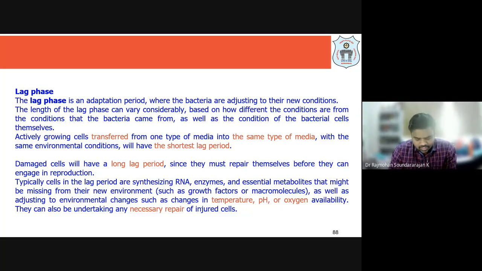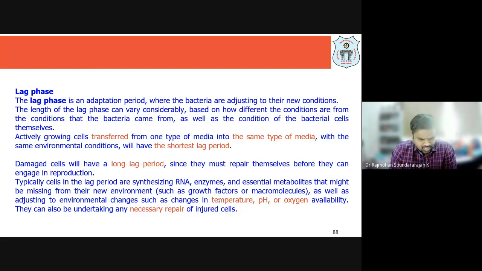Otherwise, another thing is, when the cells are damaged, when they are not in good condition, in that case also, even though the medium is good, the damaged cells are going to have a slightly longer lag period, because first they consume some energy and take rest, and repair themselves before they engage in reproduction. So that recovery period is required if they are damaged.